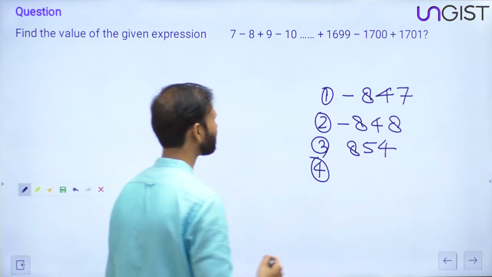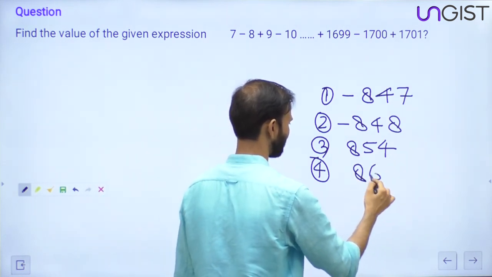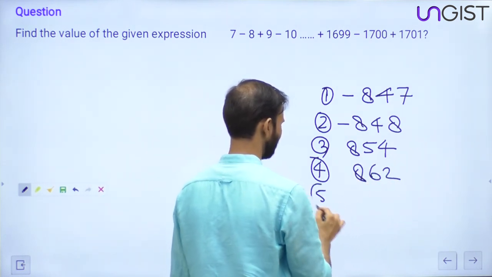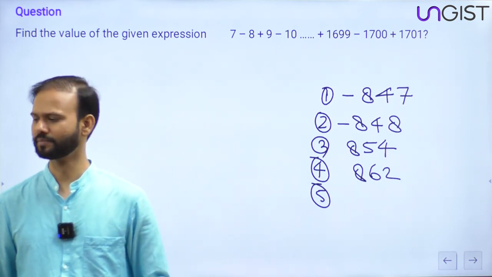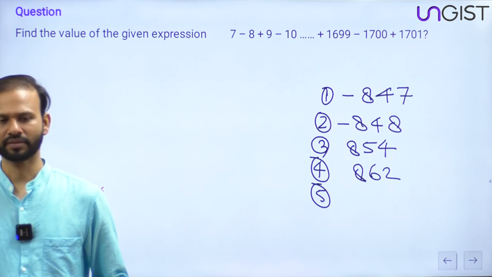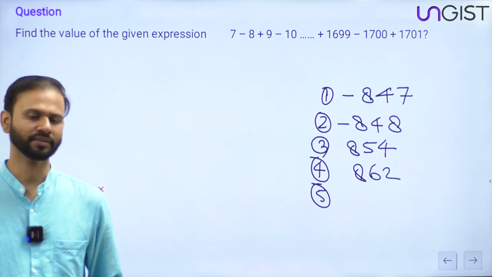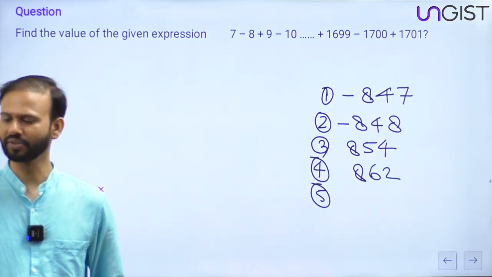Interval. 862 RI? Okay, no problem. 862. All right. Any other answer, friends? Yes, guys. Any other answer? Yashwant, what's your answer?